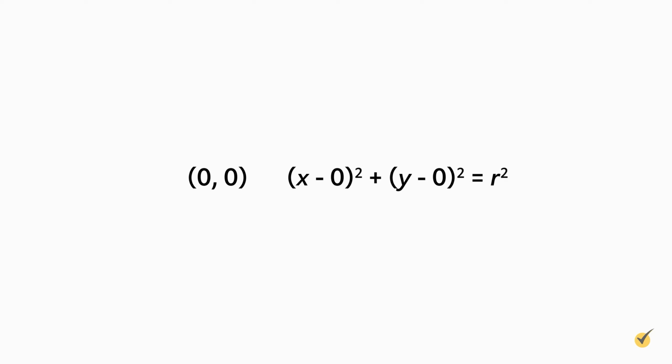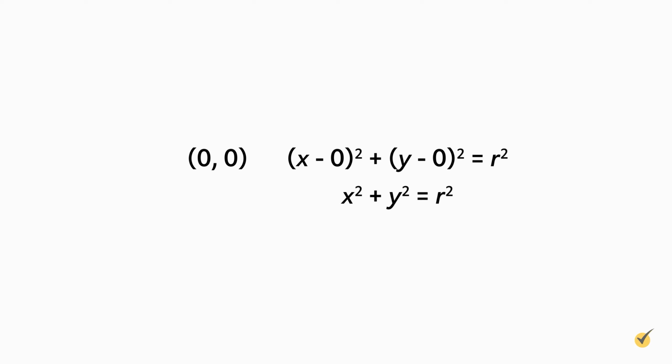When the center of the circle is at the point (0, 0), also known as the origin, our equation gets simpler. (x - 0) squared plus (y - 0) squared equals r squared becomes x squared plus y squared equals r squared. Simple, right? But we've got a little bit carried away. Let's get back to our problem.